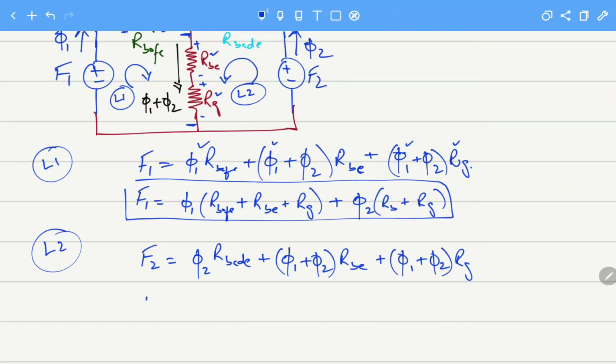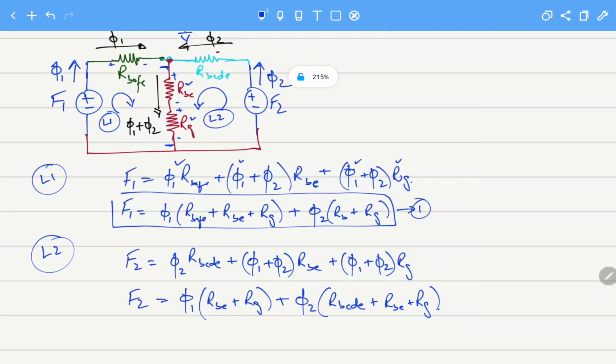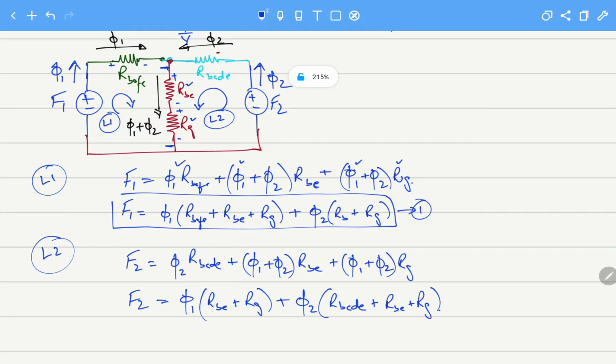So we will calculate F2, which is now equal to, I call this equation 1. F2 will become equal to flux 1 times RBE plus RG, and the other one will become flux 2 times RBCDE plus RBE plus RG. So these are now two equations. This is F2, and this is called equation 2.